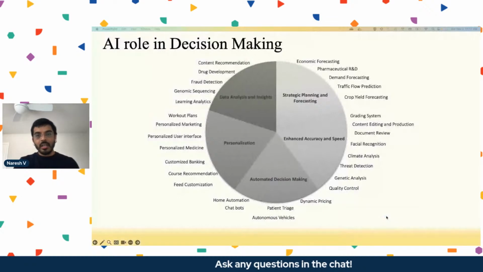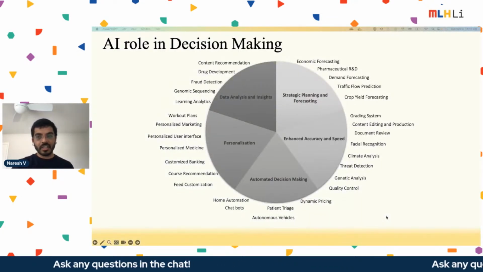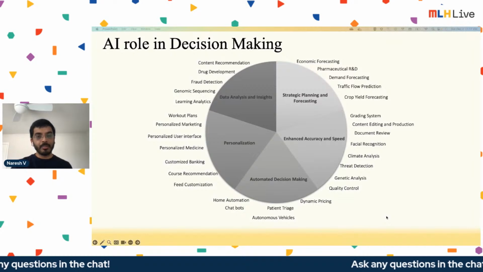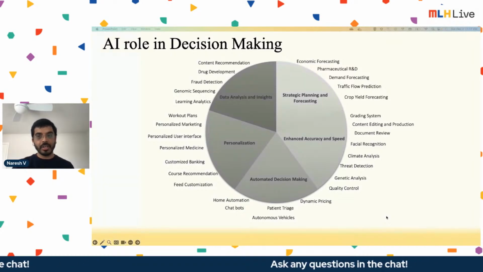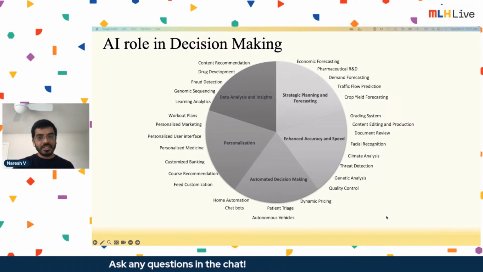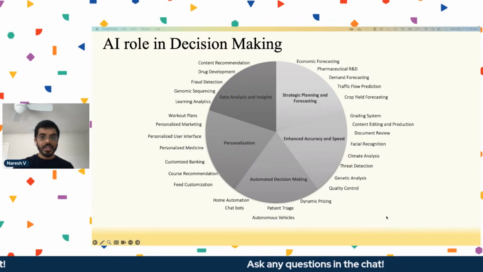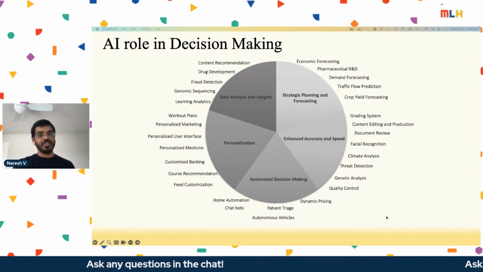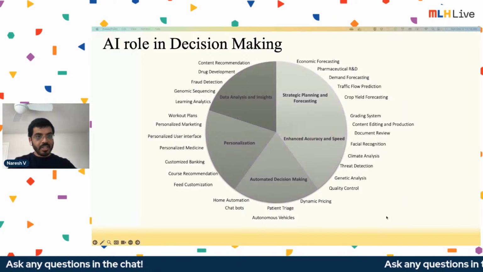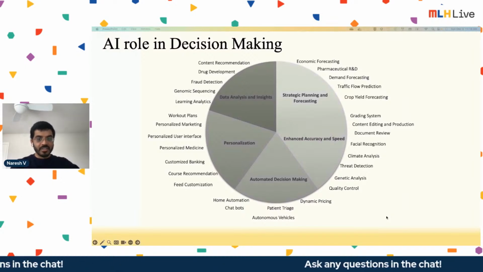Yeah. Now I'll talk about how these technologies and techniques have increasingly become a pivotal tool in decision making across various sectors, fundamentally changing the way decisions are made. From daily operational choices to strategic planning, here is a comprehensive overview of the role AI plays in decision making. The first one is data analysis and insights.